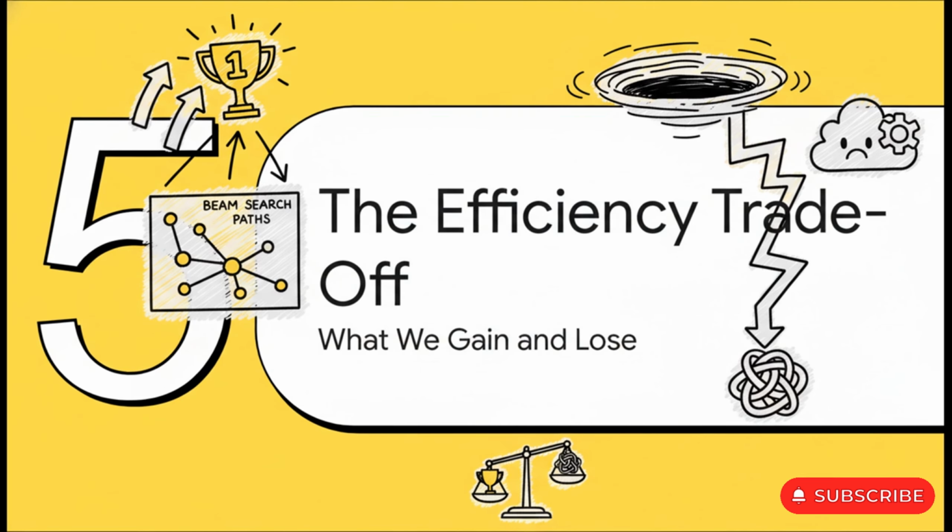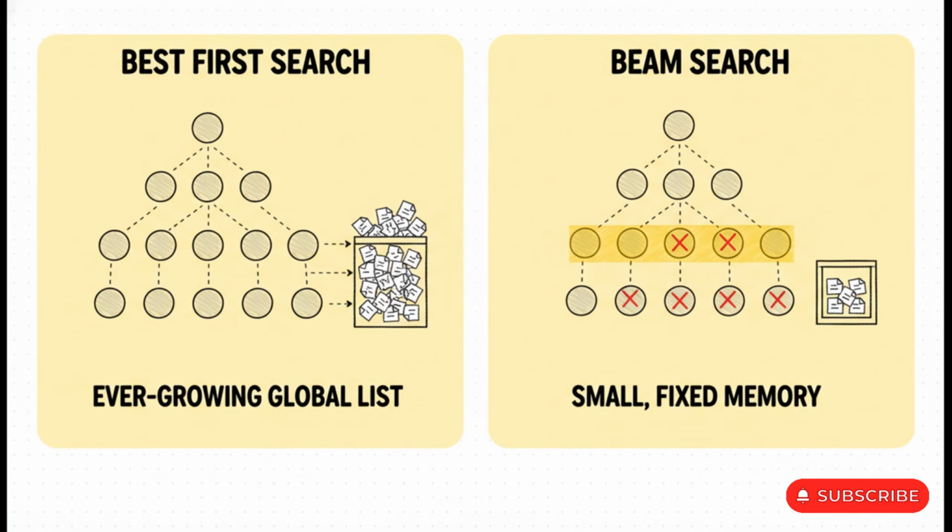So let's talk about the trade-offs. What do we gain by using Beam Search? And just as importantly, what might we lose? This visual really says it all, doesn't it? On one hand, you have Best First Search, which is trying to juggle this constantly growing global list of every possibility. Then you have Beam Search, which has a nice, fixed, small memory footprint. It's a complete shift in thinking, from a global perspective to a strictly local one. You only care about the best options right now.